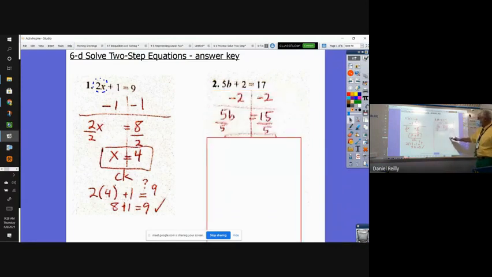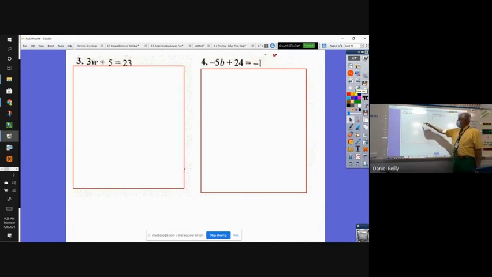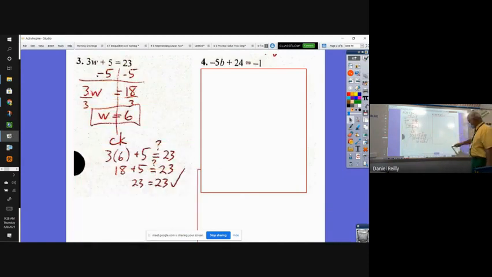Okay? This one is kind of the same. Subtract from both sides and divide. B equals 3. This one is the same thing. Subtract from both sides. W equals 6.